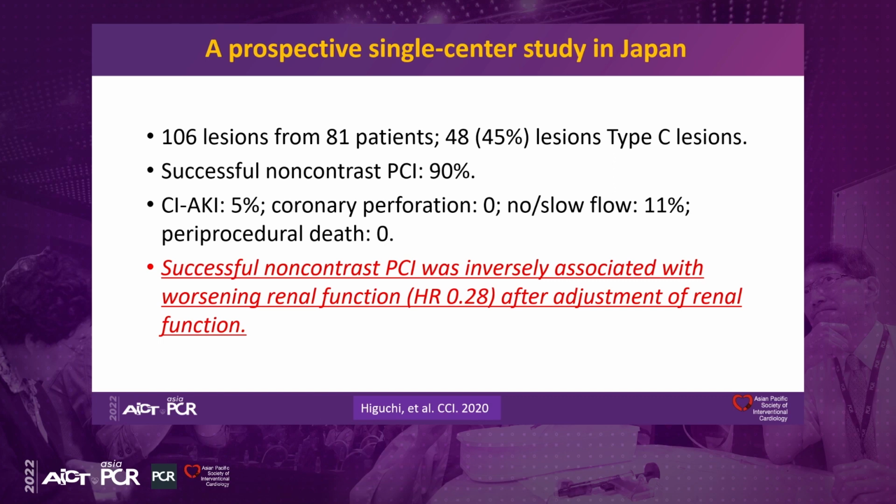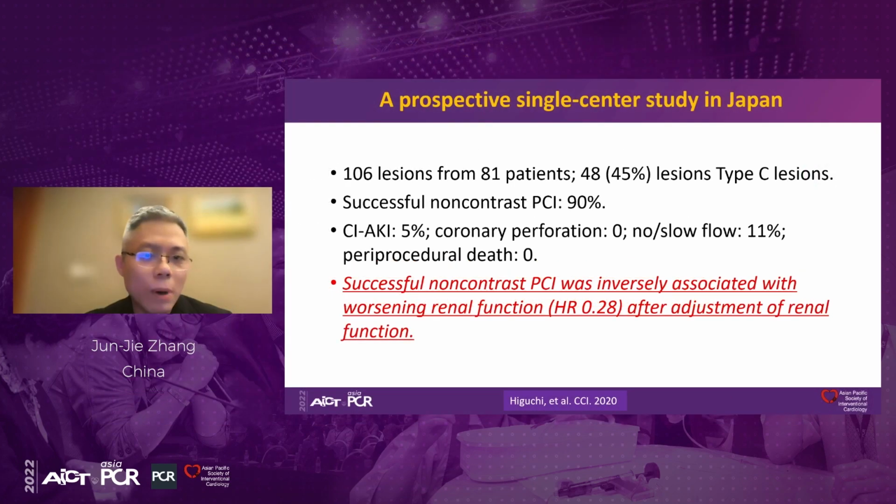This is another prospective single-center study from a Japanese group. Totally 81 patients were included. The Japanese colleagues performed successful non-contrast PCI in 90% of cases, and contrast-induced AKI was only 5% without procedural complications. The analysis shows that successful non-contrast PCI was inversely associated with worsened renal function, odds ratio only 0.28 after adjusting for renal function. Next.